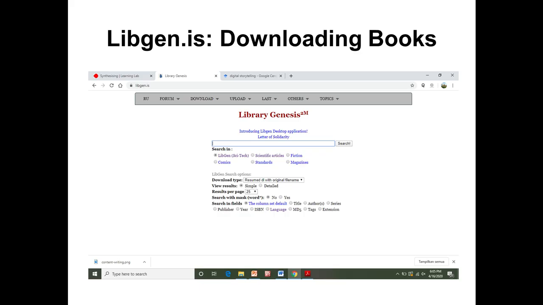Okay, LibGen is for downloading books. Hano wadownloadingira ibitabo bitandukanye. Library Genesis, forum, download, upload, latest, others, topics, and so on. Library Genesis, introducing the desktop application.